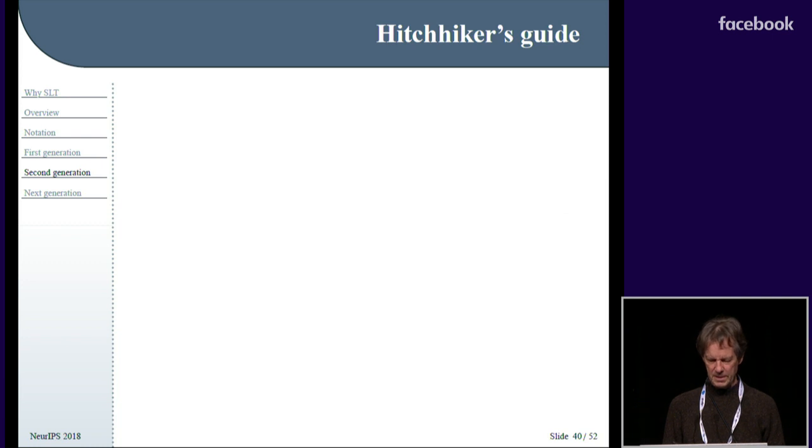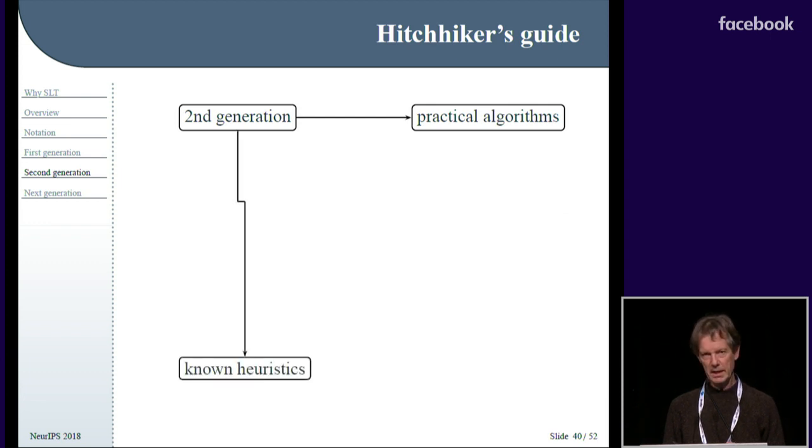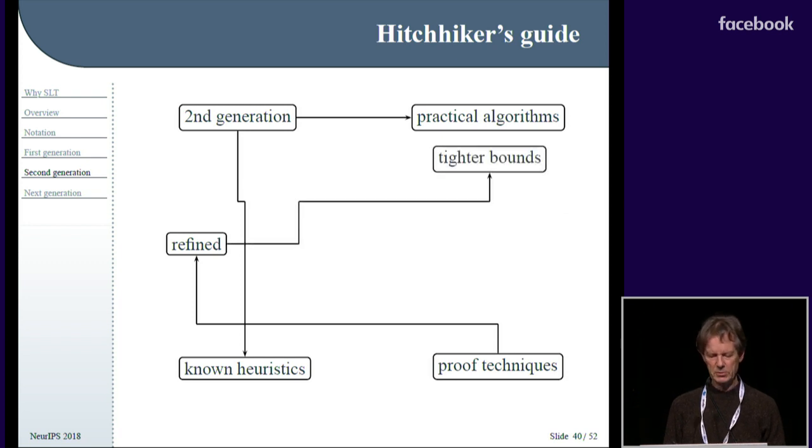Okay, so I'm drawing to a close of this second generation. I think it leads to practical algorithms, and as I said, even practical model selection. It motivates and explains, I think, known heuristics, which is nice, it accords with those. The proof techniques are refined and have gone through a number of iterations, which I think are also interesting, and have led to significantly tighter bounds. So I think there's quite a rounded story here.